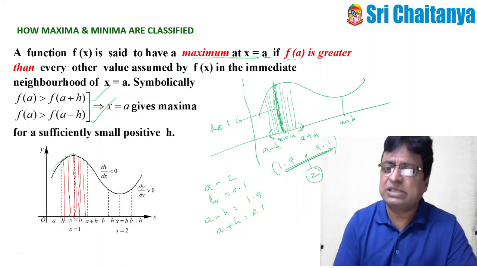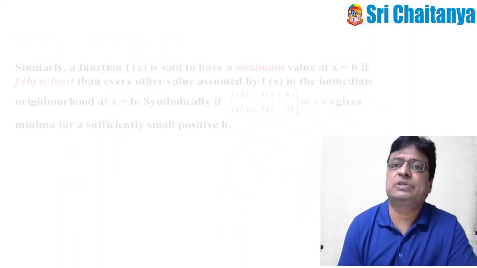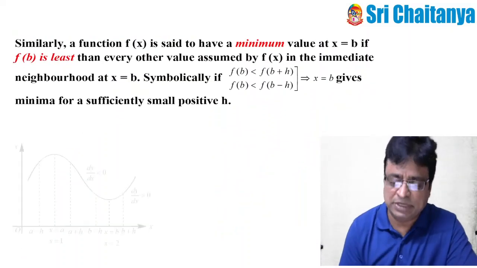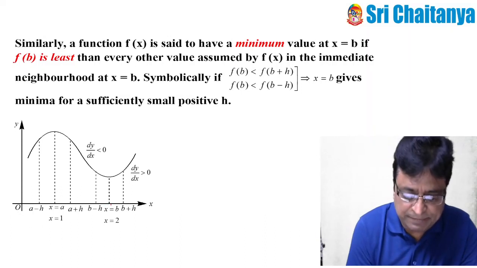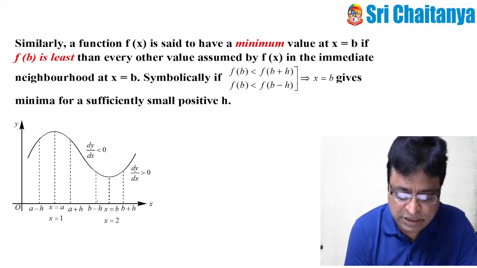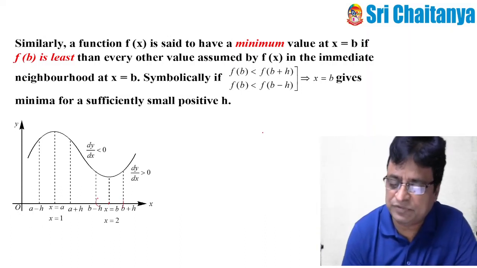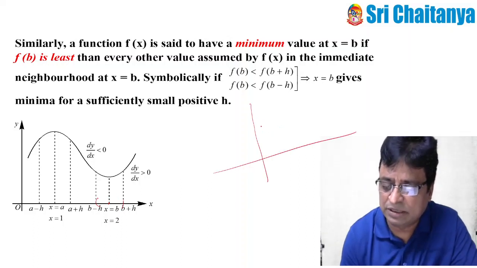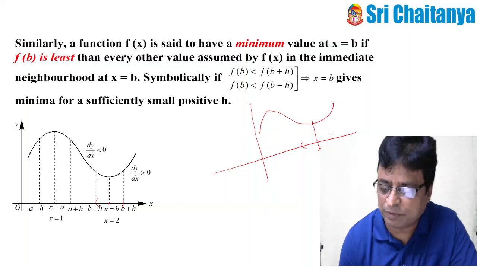Clear? In the same way, we can define minimum also. Similarly, minimum. See, suppose it is at x is equal to b. This is the neighborhood of b. So, on the same line I am telling here. Suppose this is my graph here, and this is my b, and this is the open interval b minus h comma b plus h.